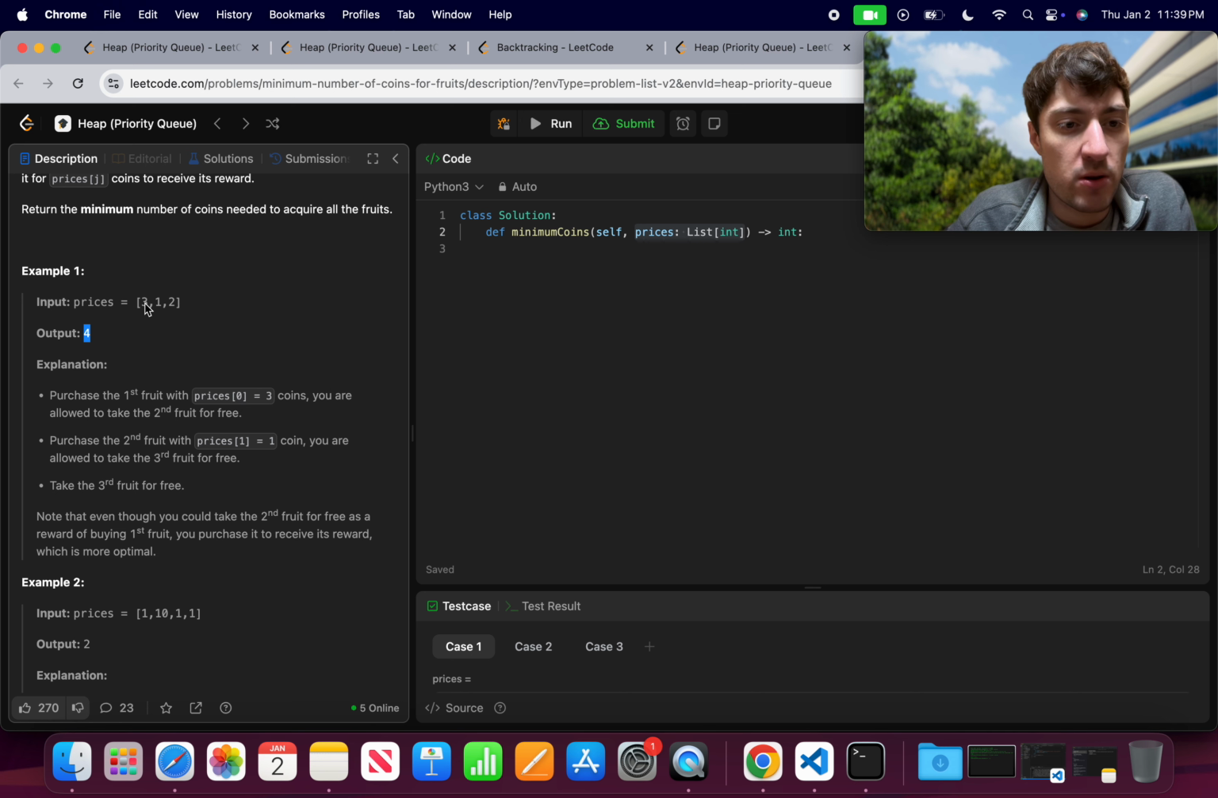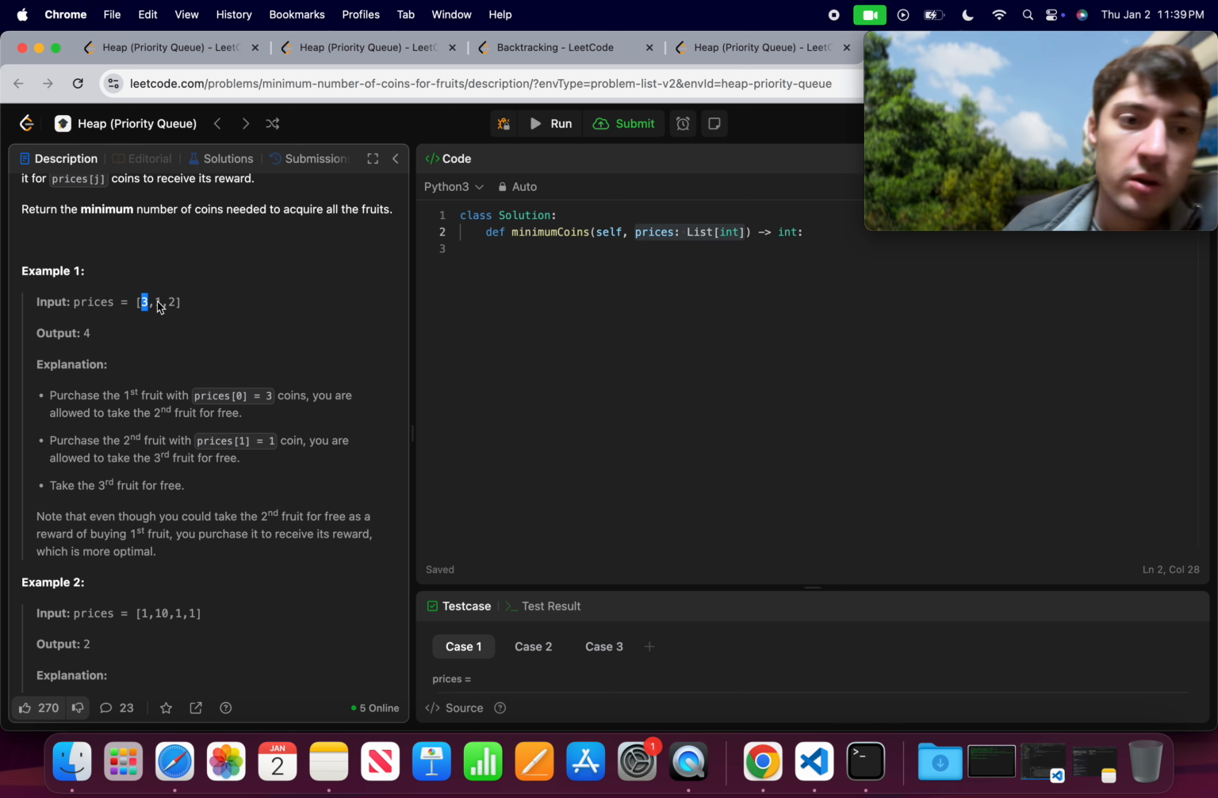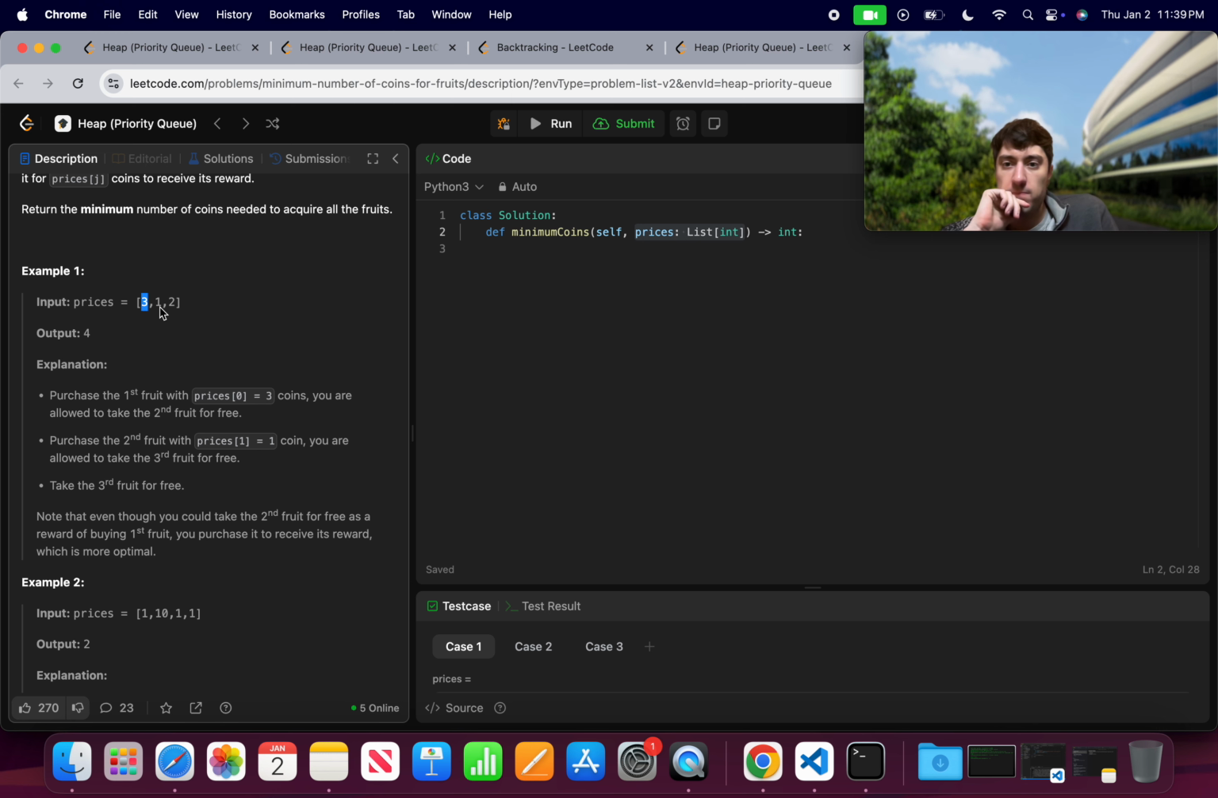So if I purchase this one, I have to purchase this one because I can't get the reward from any previous ones, because there are no previous ones. So I have to purchase this one. Now this one I get for free, but I can decide: do I want to pay the price of it and get the next one for free, or do I want to just get the reward and then pay this price?